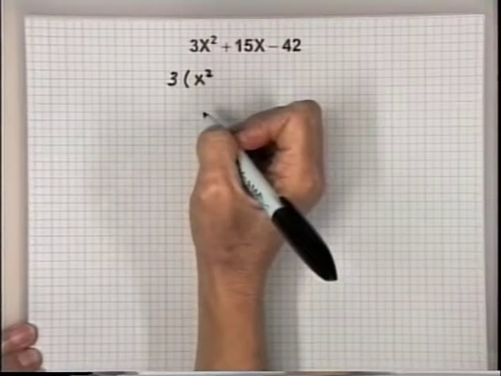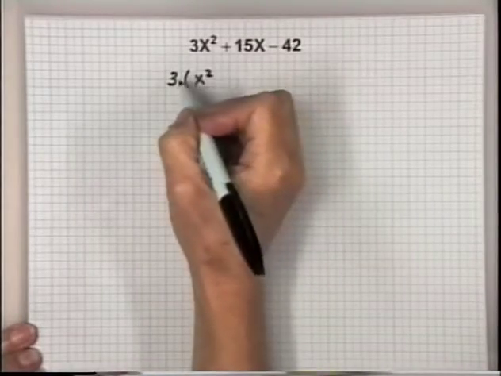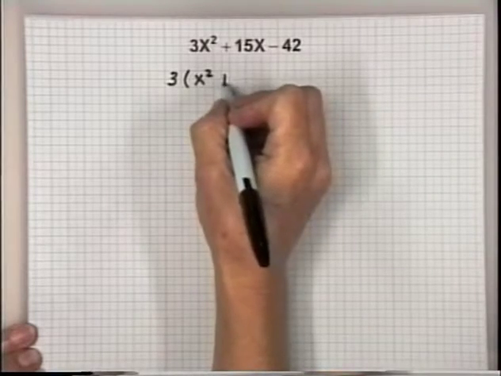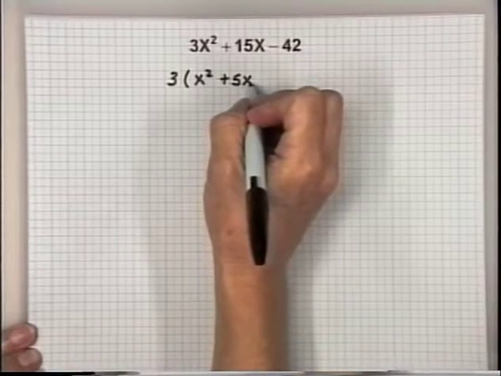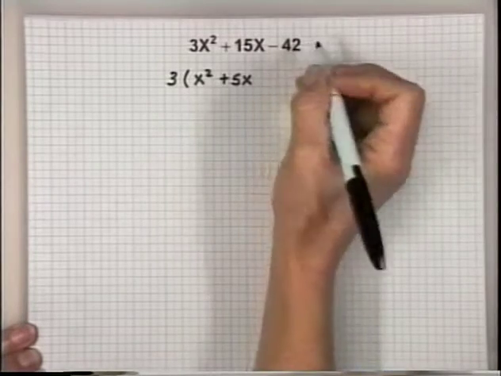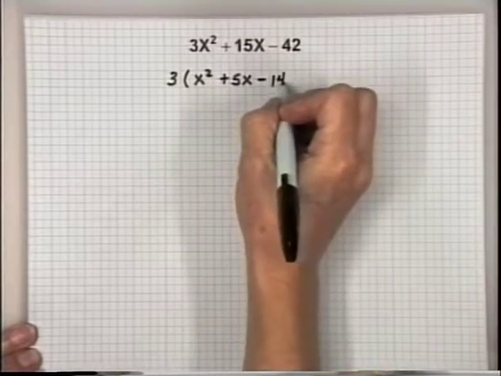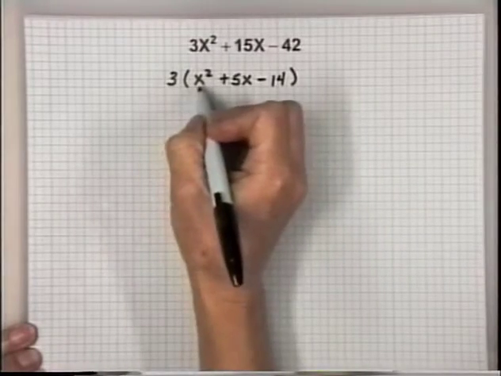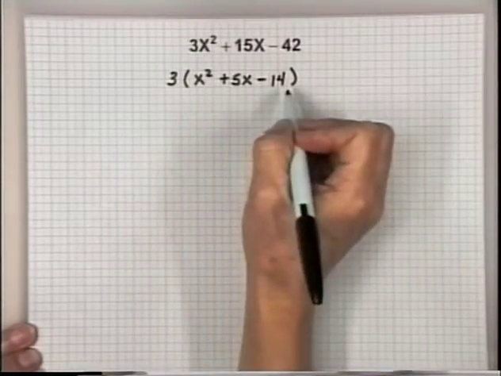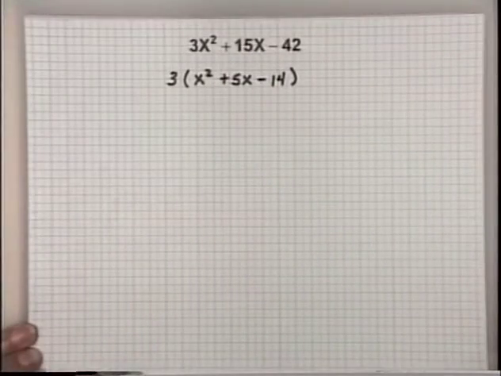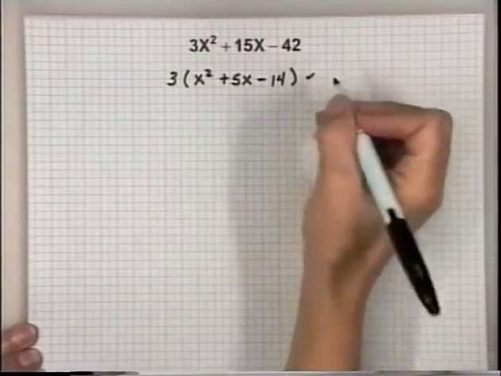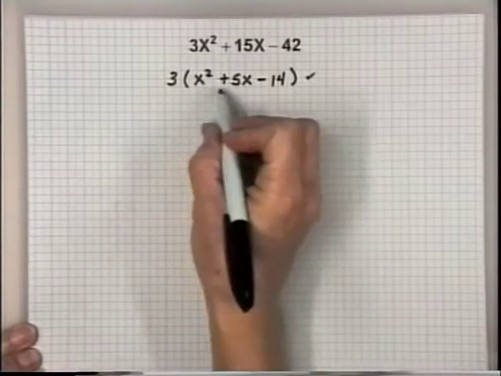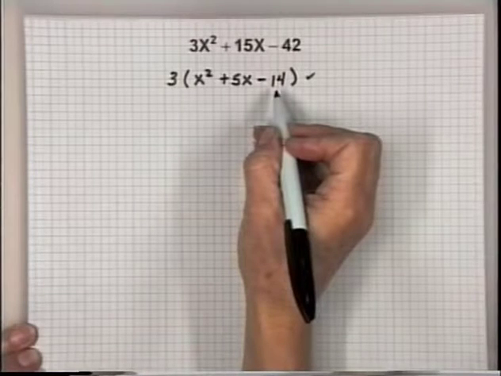Remember, factoring out 3 is like dividing each term by 3. We get 1x squared here. If we divide 3 into 15x, we get a positive 5x. And dividing 3 into negative 42, we get a negative 14. You can always check yourself at this point by distributing your common factor and seeing if that gives you your original problem. So we know at this point that we do have the correct factors here. But we're going to look at this trinomial here to see if we can factor further.